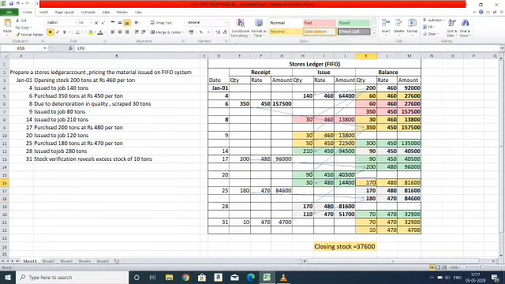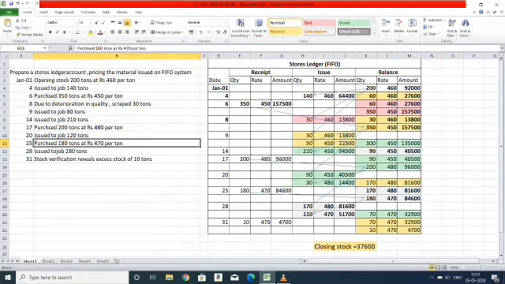So our closing balance: from the first lot, this 90, we issued fully. From this 200 we already issued this 30 tons. So its balance is 170 tons, its rate is 480, amount comes to 81,600.